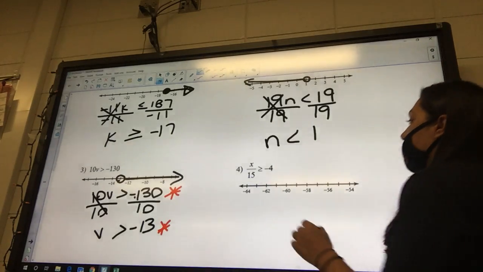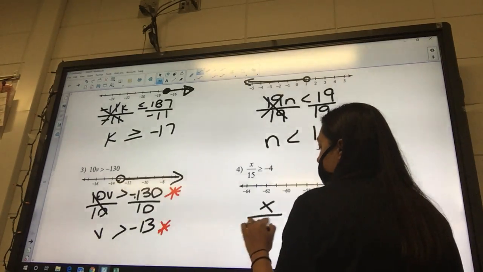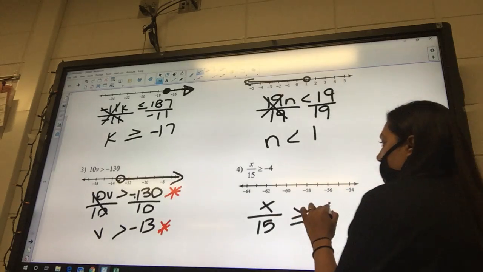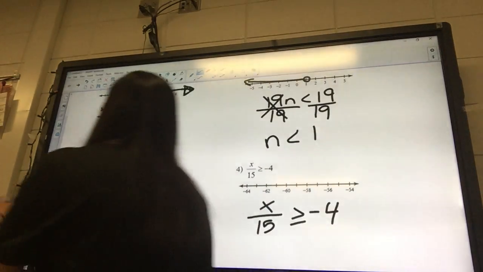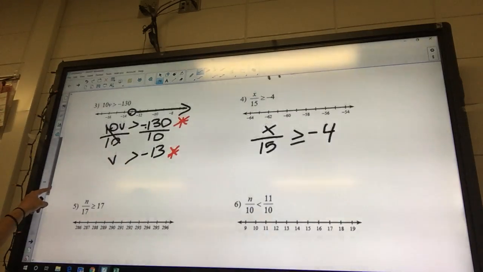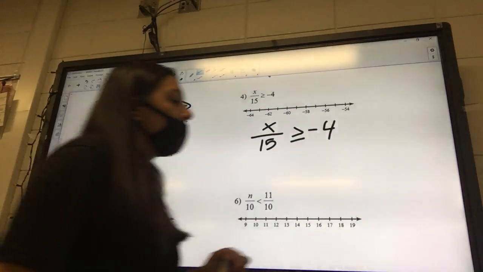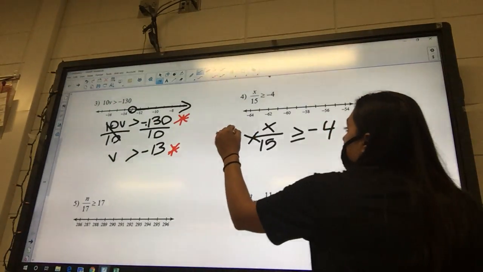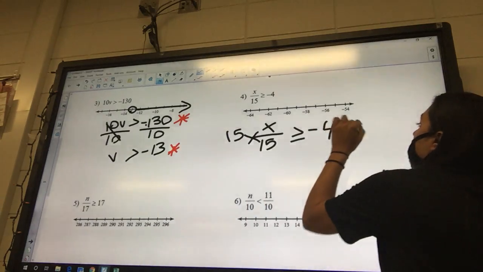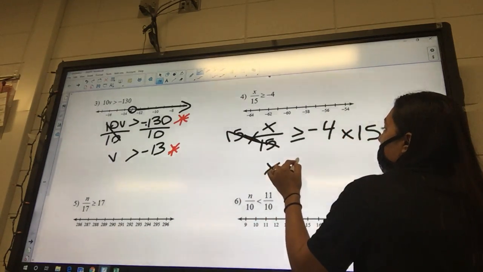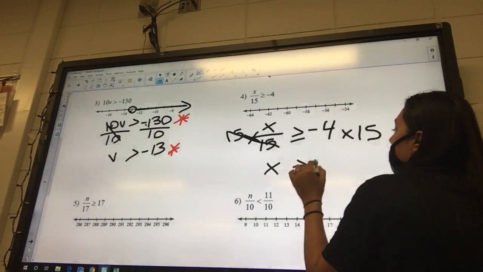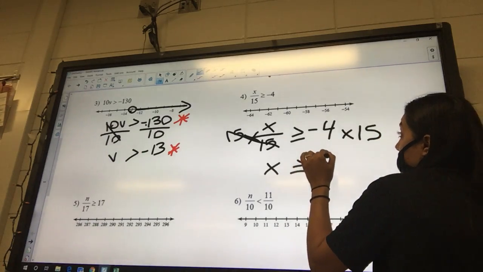Okay, 14. What type of problem is it right now? Division. It's division, so what do I need to do? Multiply. Multiply. So I got x. Do I need to flip? No.